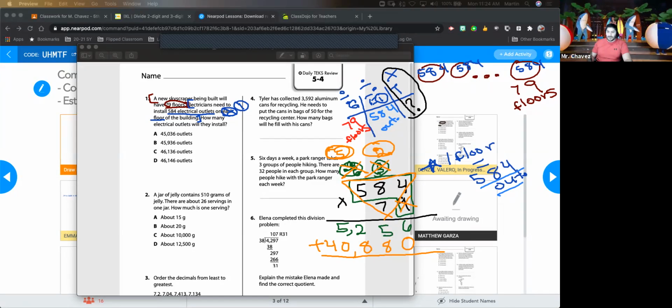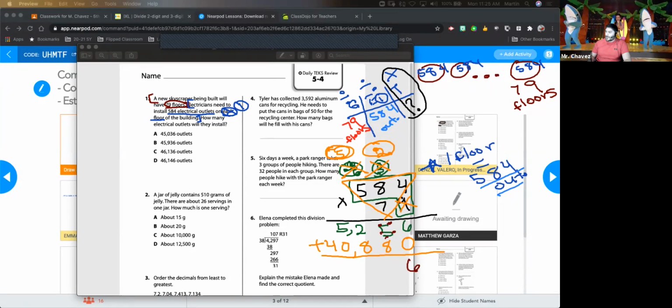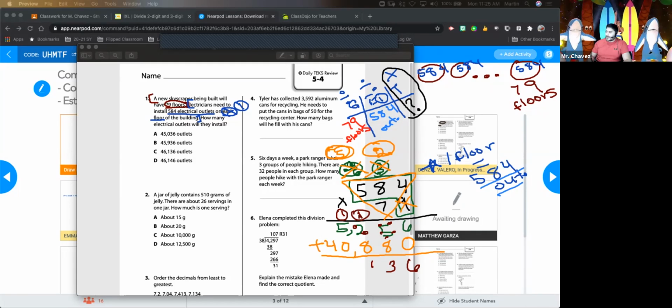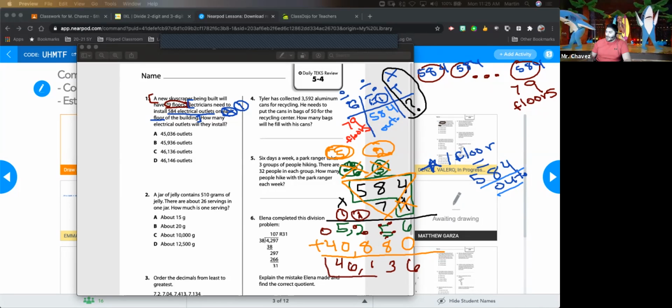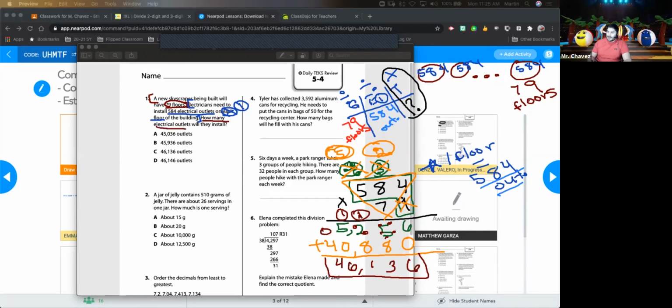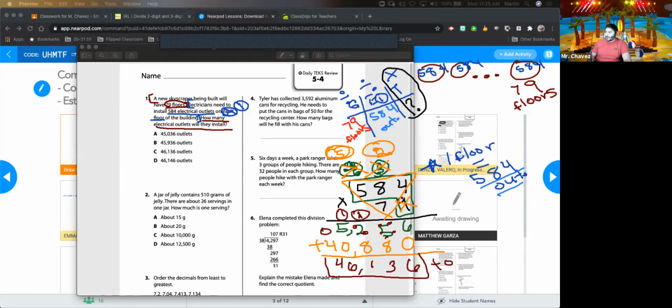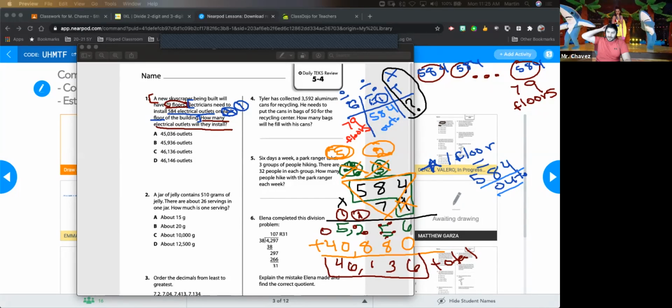1, 2, 3, comma. So let's see if Zach, Eli, and Jacob were correct. We're going to add: 6 plus 0 is 6. 8 plus 5: 9, 10, 11, 12, 13. Carry the 1. 8 plus 2, that's 9, 10, 11. 5 plus 1 is 6. 4 plus 0 is 4. And there's our answer, our product. The question is asking how many electric outlets will they install? Here's our total: 46,136.